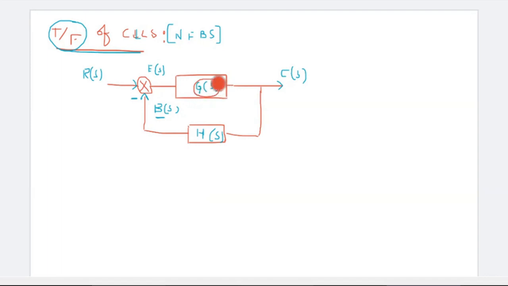The value of G of S. What's the value of G of S here? Yes, ma, am I audible?